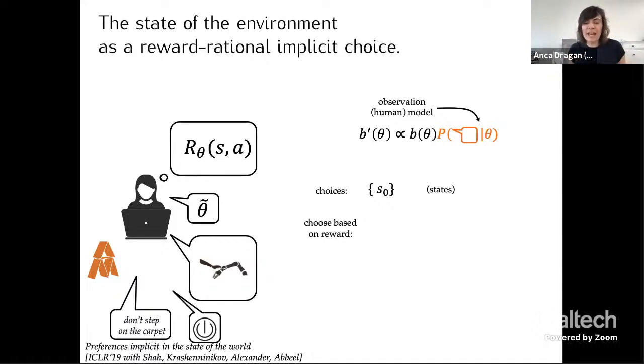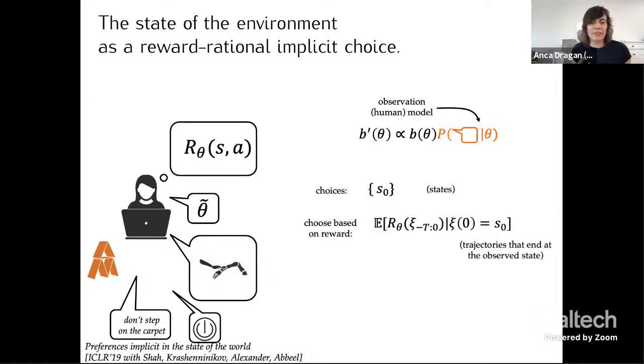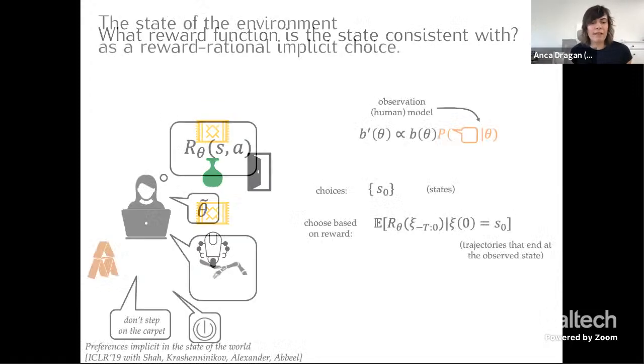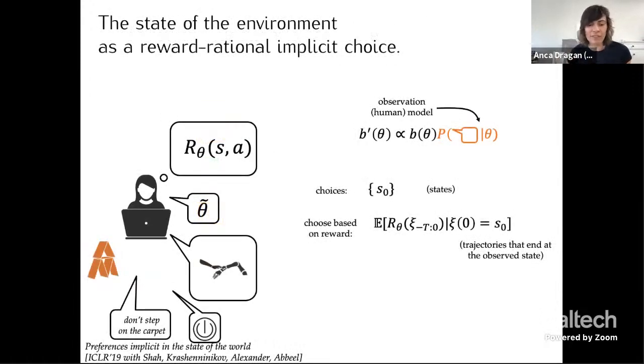How does the person choose a state based on the reward? By grounding a state into all of the trajectories that end at that state. And so essentially, when the robot observes an end state, what it really observes is that the trajectories that end in that state are probably better than the trajectories that end in other states. Approximately, again, with the Boltzmann noise. So you can think of the state of the environment itself as a choice that the person made.